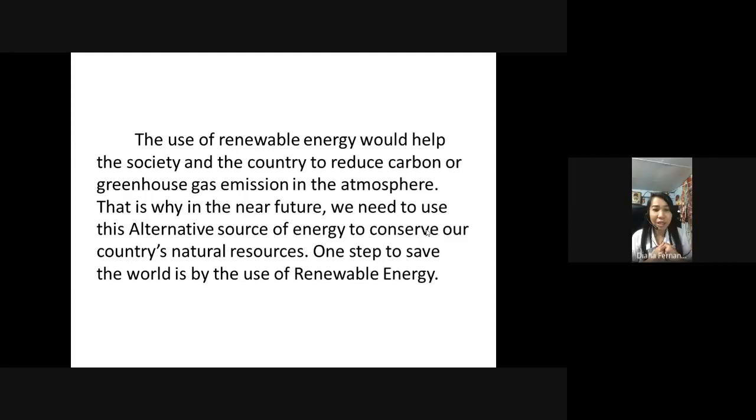Ano po? Kasi yung traditional way ay nag-e-emit, nag-give off ng carbon monoxide at ng greenhouse gas sa ating environment. Kaya tayo ngayon nakaka-experience ng greenhouse effect. Sobrang pagkainit, kahit hindi naman summer, sobrang init. That is because of the presence of carbon gas in our atmosphere. So, yun ang kahalagahan bakit kailangan na natin gumamit ng renewable energy.